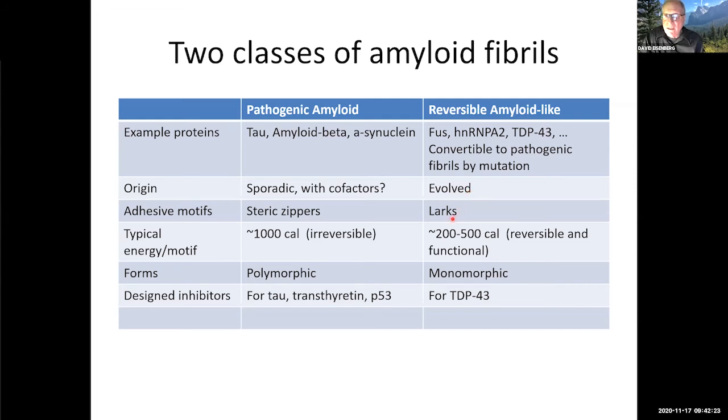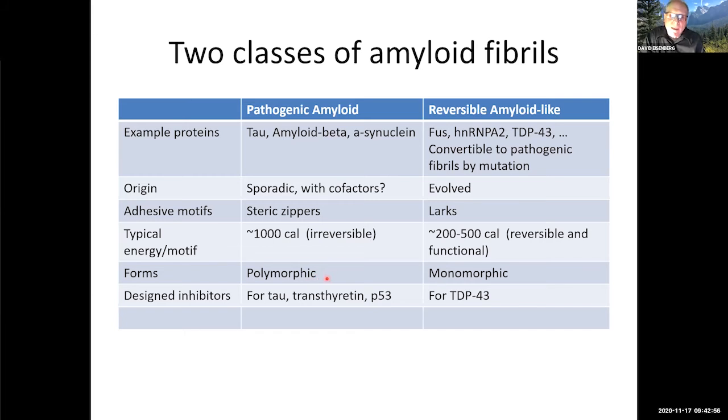The adhesive interfaces are mediated by LARKs in reversible amyloid structures, and steric zippers in the pathogenic amyloid. The energies for the pathogenic amyloid are about three times or so that of the reversible interactions. The pathogenic amyloid seem to be polymorphic. They've not been evolved. It depends on the particular conditions what structure forms.